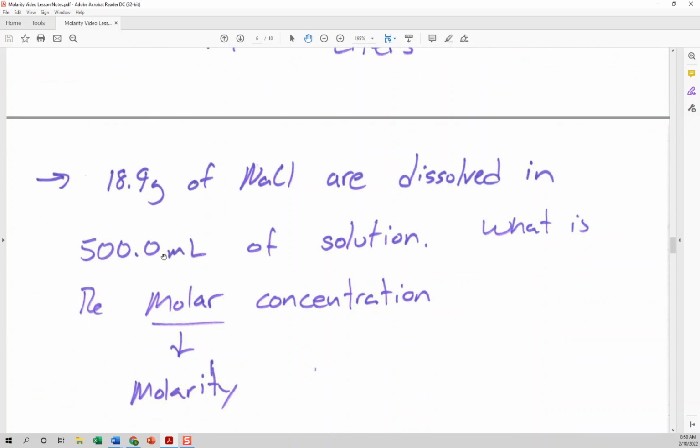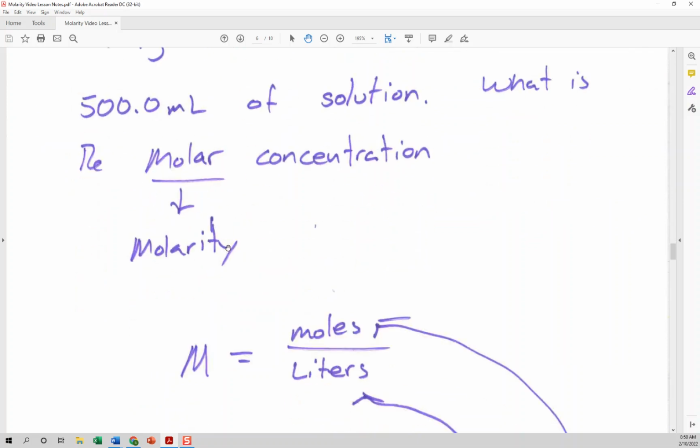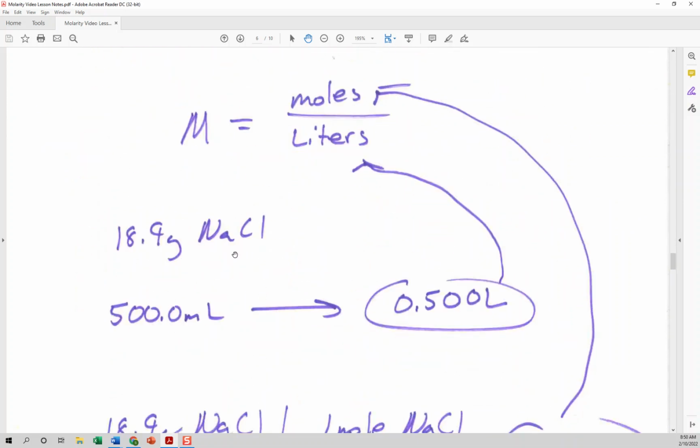So what if we were given this? 18.9 grams of sodium chloride are dissolved in 500 milliliters of solution. Well, I know my volume of solution, but notice it's not liters, it's milliliters. And I know the amount of solute, NaCl in this case, but it's not moles. So we just got to do some conversions, right? So molarity is moles over liters. Okay, so I should be able to take my 500 milliliters and quickly convert it to liters, right? Move the decimal place 3 times, divide by 1,000, right? So 500 milliliters is 0.5 liters, so that's what I would plug in here.